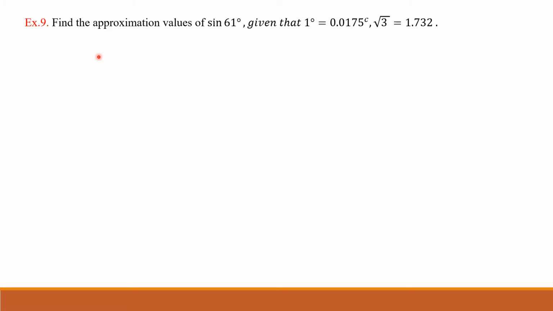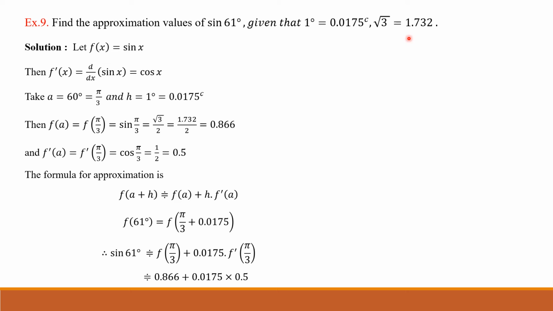Example number 9. Find the approximation value of sine 61 degree. Given that 1 degree equals 0.0175 radian and root 3 is 1.732. Solution. Let f of x be sine of the number, then take the function f of x is sin x. Its derivative f dash of x, d by dx of sin x. Derivative of sin x is cos x. Here is 61 degree, split as 60 degree plus 1 degree.